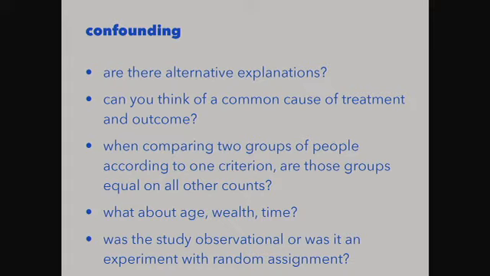When comparing two groups of people according to one criterion, are those groups equal on all other counts? So are we comparing apples to apples? What about age, wealth, and time? Because those are almost always confounders, right? Was the study observational, so did we just look at some existing data, or was it actually an experiment where people were randomly assigned to one group, which avoids confounding?